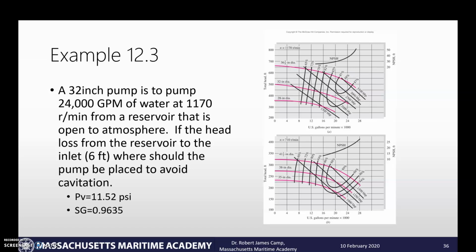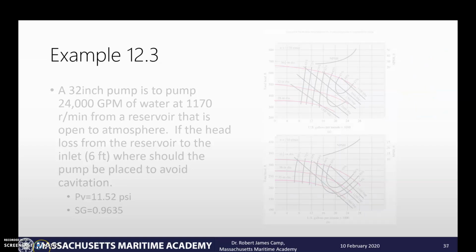As we look at this, we can sketch it out. We're looking at some pump here, and we have some surface of the fluid. We know that there's 6 feet of head loss total. We can draw a little control volume there and calculate what's coming into the system and into the suction side of the pump. We're given the vapor pressure of the water, and we're also given the specific gravity of the water. So where should we place it to avoid cavitation?